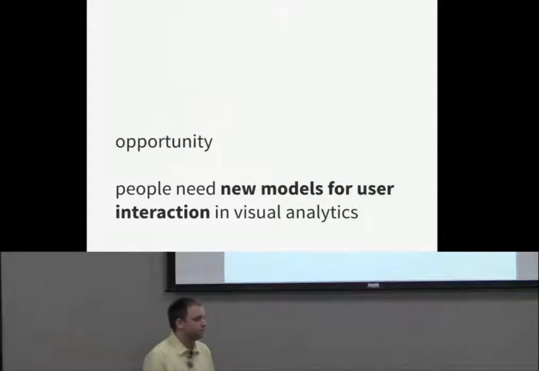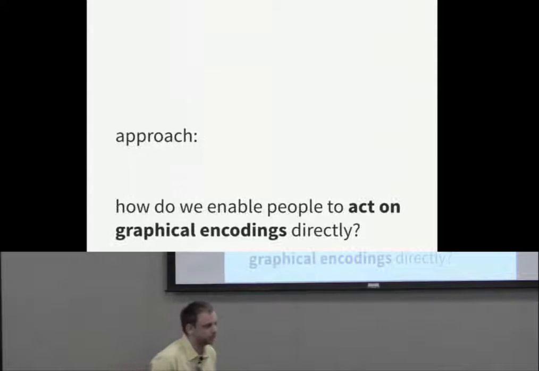This opportunity of, maybe it is time to consider a new model or new models for user interaction for visual analytics in particular, right? Moving beyond this direct manipulation WIMP interface that has been transformed and adopted over the years. And the approach that I'm going to share today is really how do we enable people to act directly on the graphical encodings. So the height of a bar, the distance between points, the color of the bar that we actually encode. How do we let people interact directly on those as opposed to these control panels and so on.